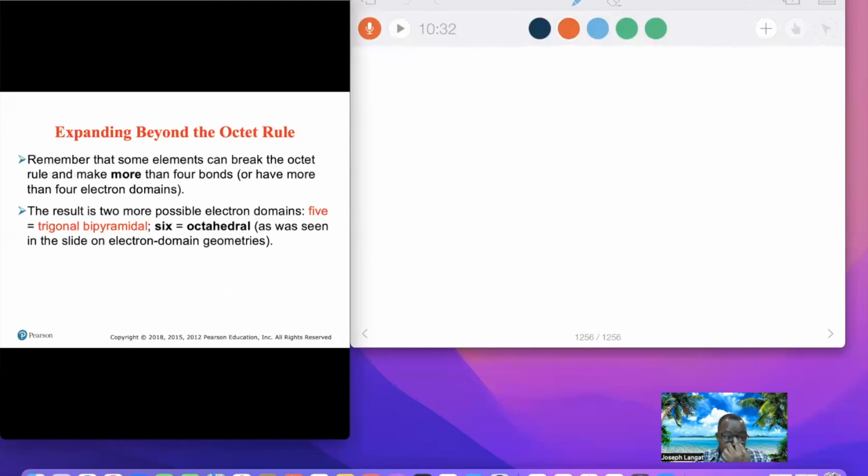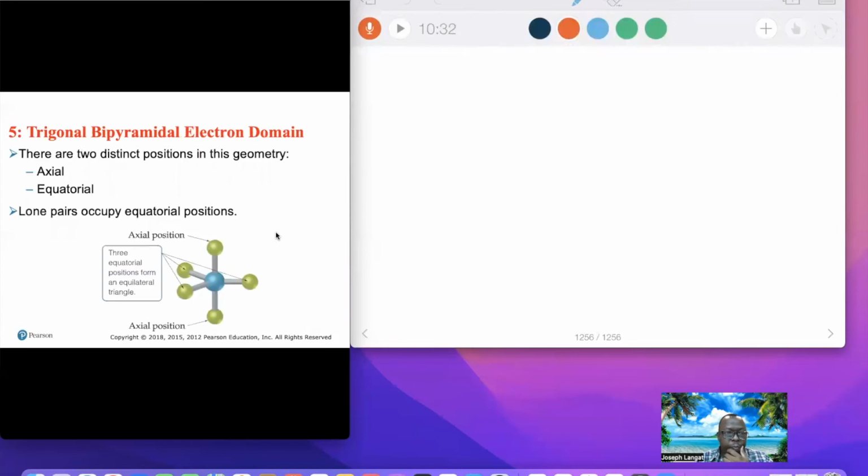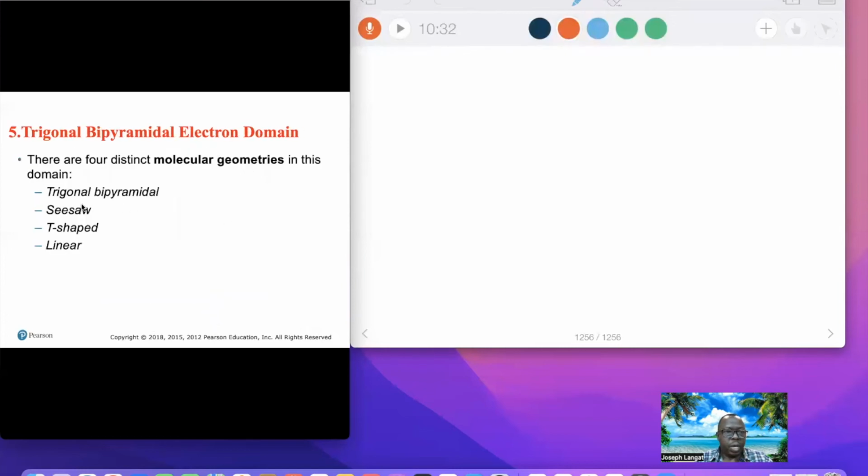We talk about the trigonal bipyramidal. This is the electron domain geometry for five. But for molecular geometry, it can either be trigonal bipyramidal, it can be seesaw, it can be T-shaped, or it can be linear. So don't think that linear is always for 2. We can also have a 5 electron domain geometry, but the molecular geometry is linear.